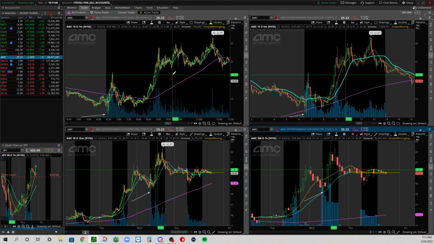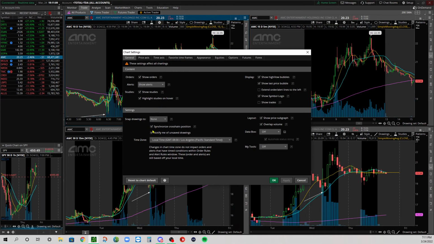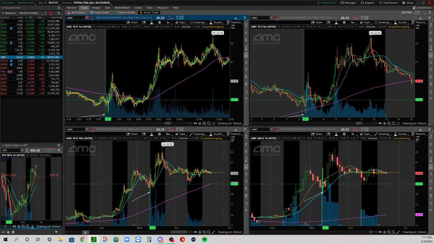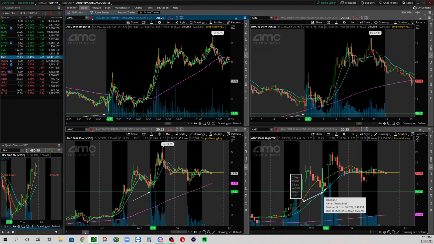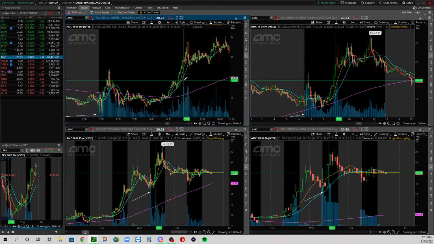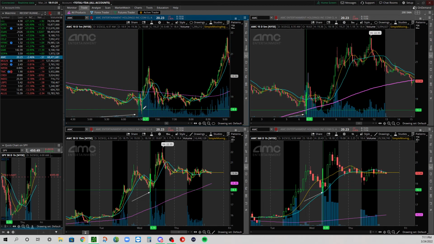And on my settings, I have my synchronized crosshair positions, okay? Highly recommend you guys turn that on as well, because on a 1 hour, I can put my crosshair at the bottom of that. Actually, let's say I'm not looking at the 1 hour and I'm looking at the 1 minute, for example. I'm like, okay, it's dipping down and I don't know how far that dip's gonna go, right?